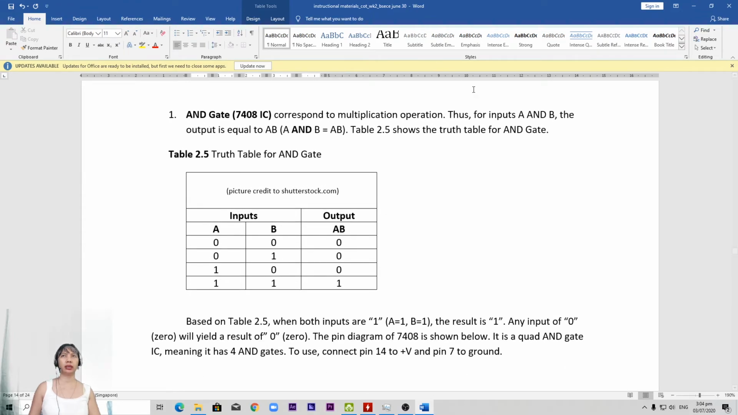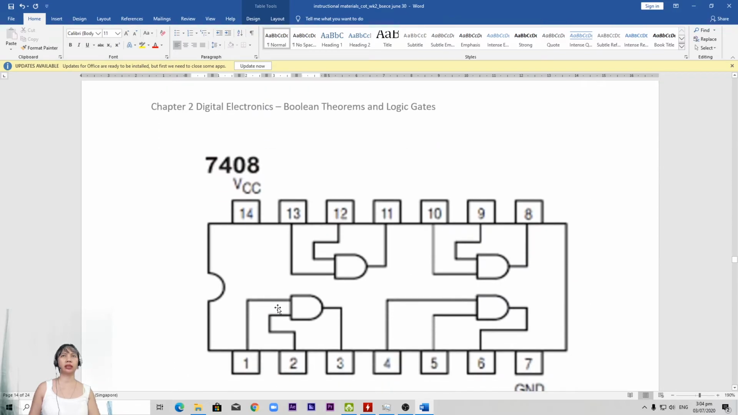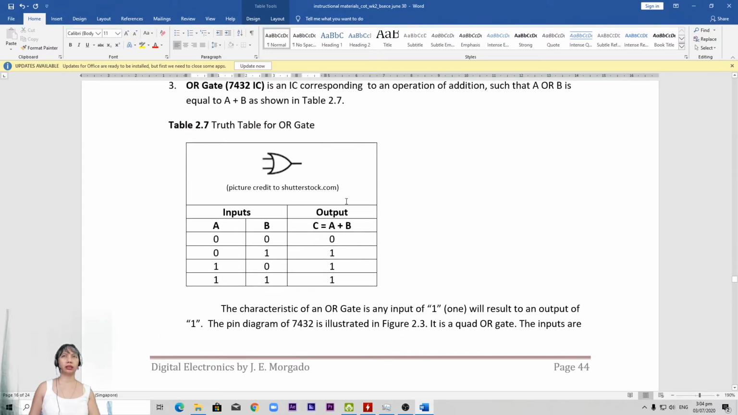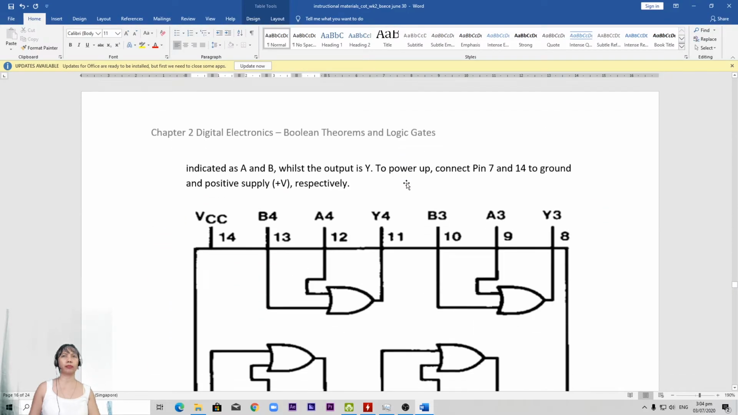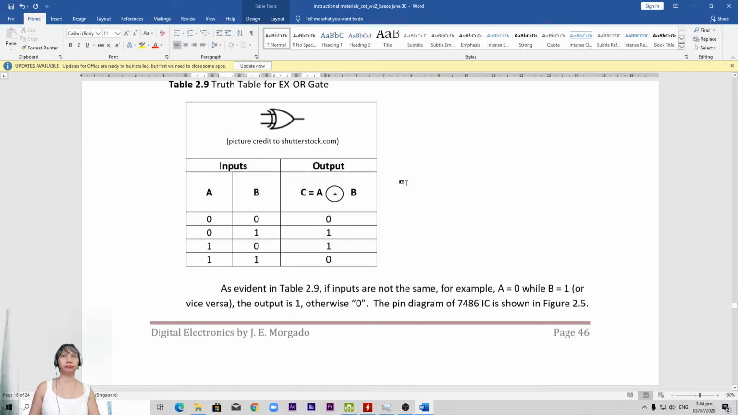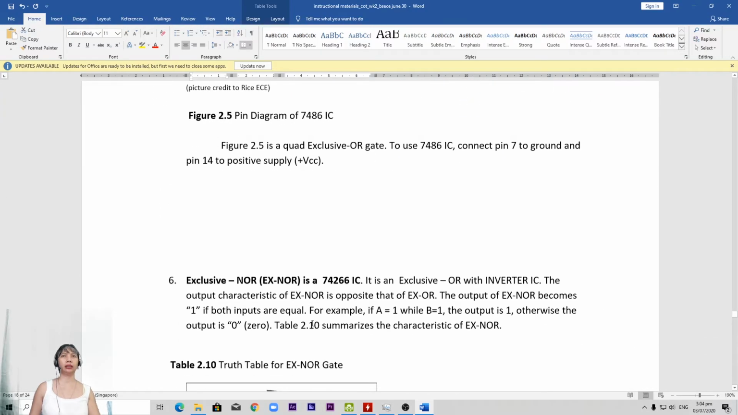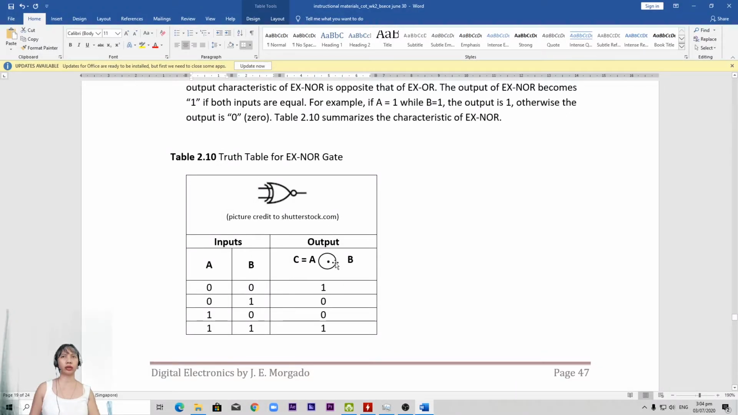So the AND gate is for multiplication. This is the diagram for AND gates, and then NAND gates, and then OR gates. We have the OR gate 7432 IC, and then we have XOR, the XOR 7486. This is the symbol for XOR. The characteristic of XOR is that it has an output of 1 whenever the inputs are different, so if you have 0, 1 or 1, 0, the output is 1. And this is the symbol for XNOR, with a dot inside the circle. Whenever you have the same inputs, let's say both 0 or both 1, the output is 1.